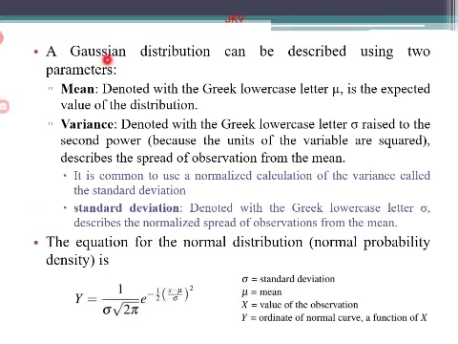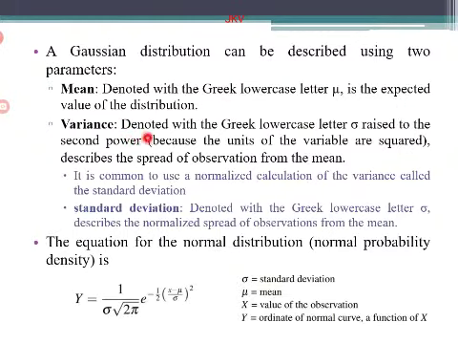Now, a Gaussian distribution can be described using two parameters. That is, how we can describe the data which can be obtained in a Gaussian distribution. It is usually described using two parameters. First of all, mean. The mean is denoted by the Greek lowercase letter mu and is the expected value of the distribution, that is the average.